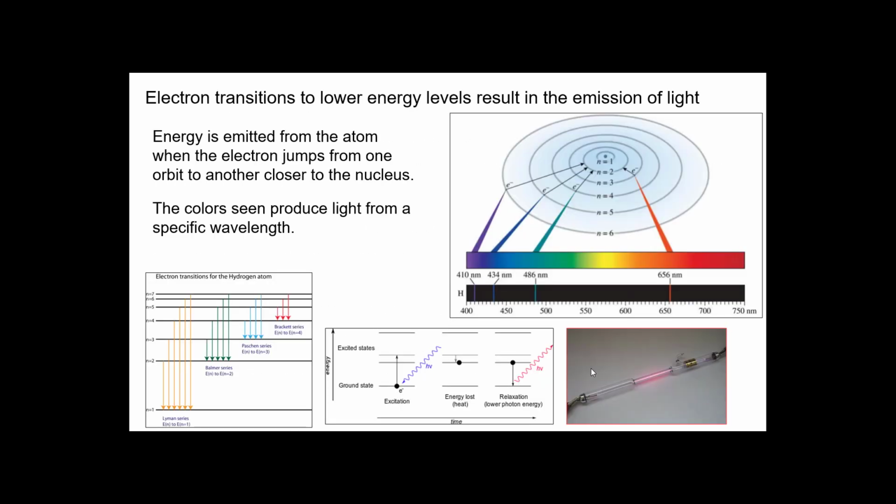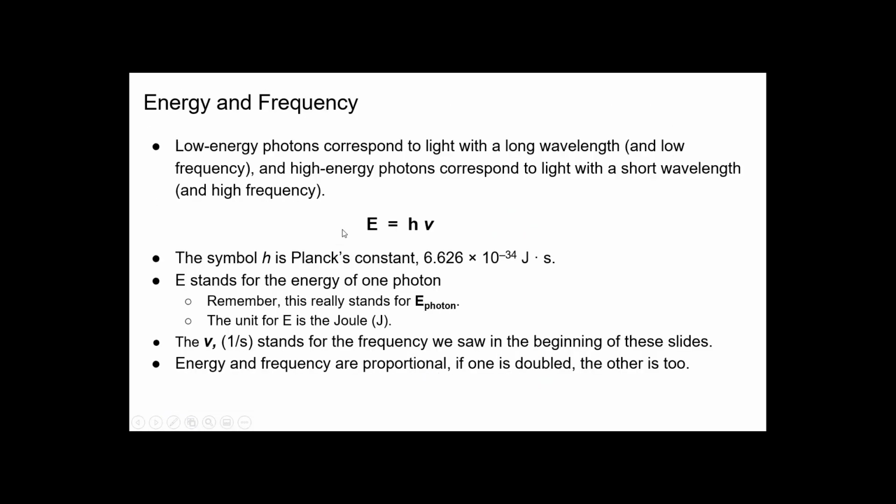So as you can see here, this is h and nu, which is frequency. This is an equation. This is energy equals Planck's constant times frequency. Low energy photons correspond to light with long wavelengths and low frequency, and high energy photons correspond to light with short wavelengths and high frequency. So this is the equation that we're going to start using now.